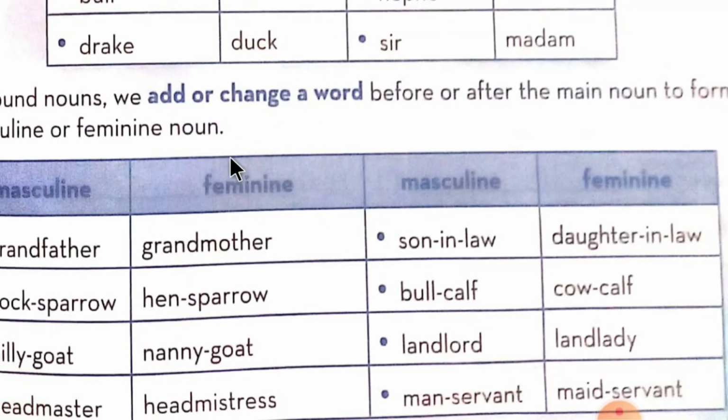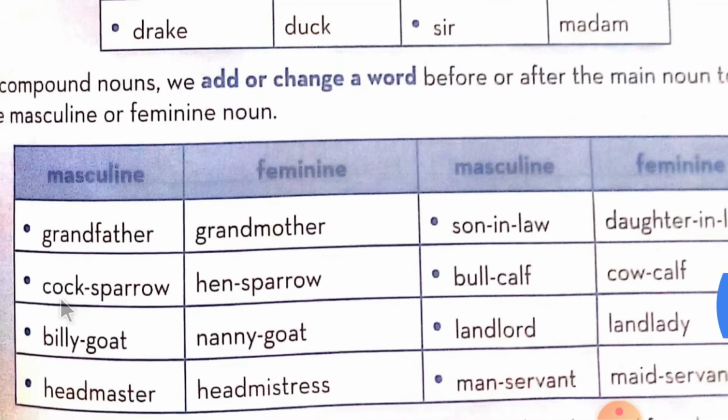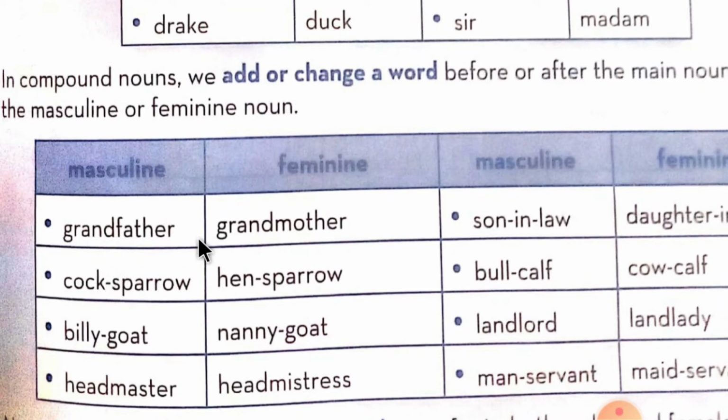We have to add or change a word. For example, look at this word, grandfather. That is masculine gender. But if we want to change into feminine gender, we have to keep the same word grand. But what will be the change? Instead of father, we have to write mother. Then cock sparrow. Here we have to change to hen sparrow. Then billy goat. Goat we have to keep same. But billy is used for masculine gender and nanny goat is used for feminine gender.